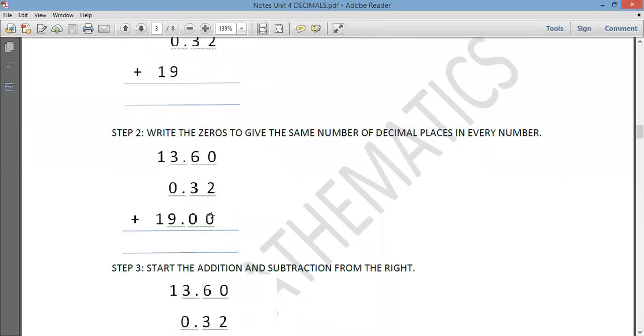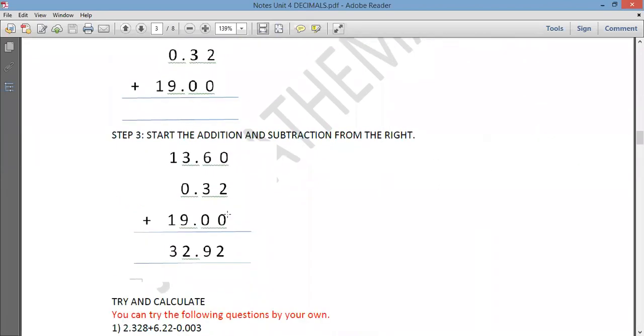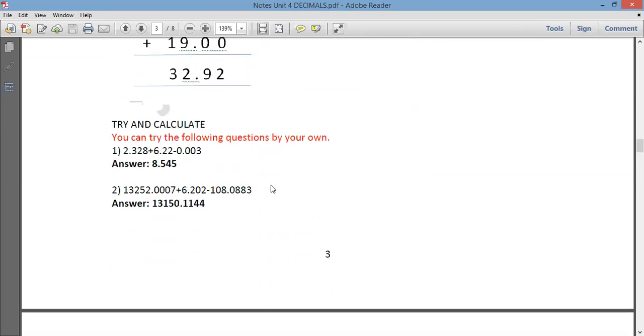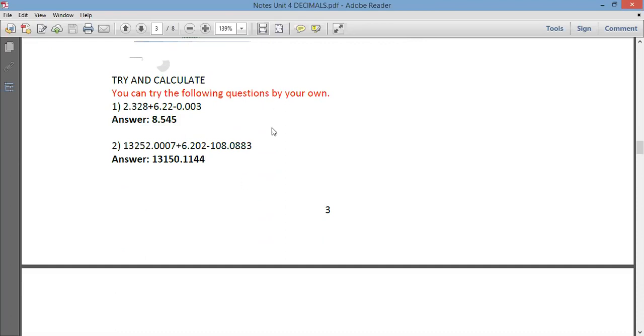Second step, fill in the zeros, and then you can start doing the addition and subtraction from the right side. Okay, I think you can add this one. Then next one, you try and calculate this one later on your own.